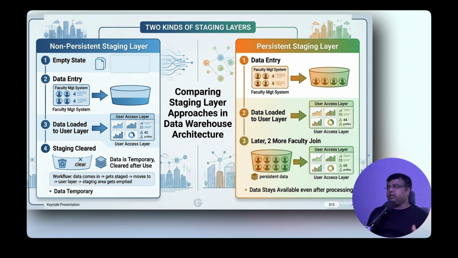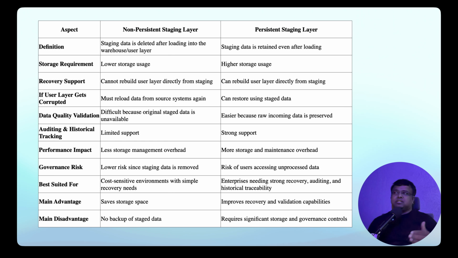Suppose your user access layer gets corrupted or accidentally deleted. If your staging layer is non-persistent, you cannot rebuild it because the data is already gone. You would have to go all the way back to the original source system and reload everything again. The same issue comes up during data quality checks. If you want to compare the data in the data warehouse with the original incoming data, there is nothing left in staging to compare against. So once again, you have to revisit the source system where the data is coming from.